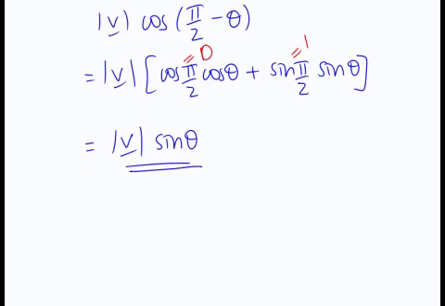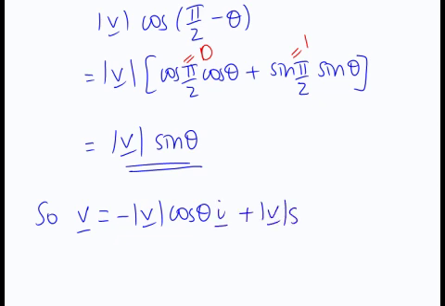I wasn't asked for it, but if I wanted to, I could now write out v in its component form. Its i component was minus modulus of v cos theta, and its j component was the modulus of v sine theta. So that is v expressed in component form, which wasn't requested, but it's quite nice to put that in as well.